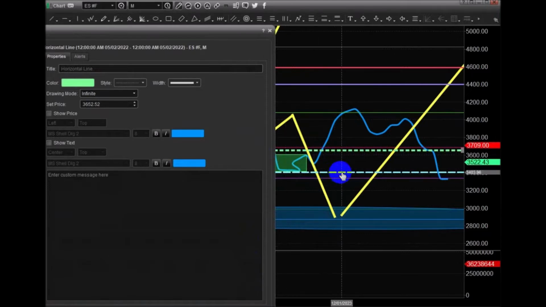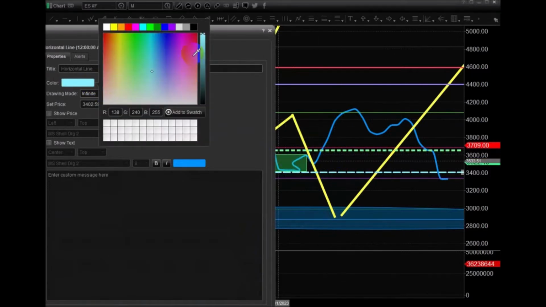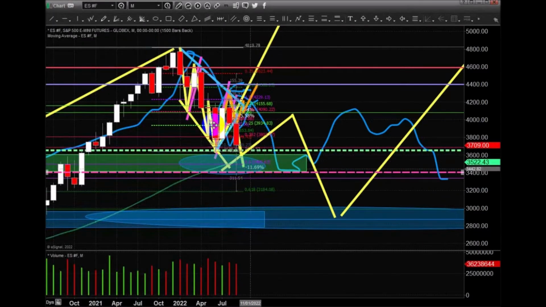Anything below this level would be more bearish, and it would possibly indicate that we are now in a downward trend, potentially moving into this area and then possibly even lower. So we're at a very critical juncture in the market. The Fed has tried to derail the market, but the U.S.